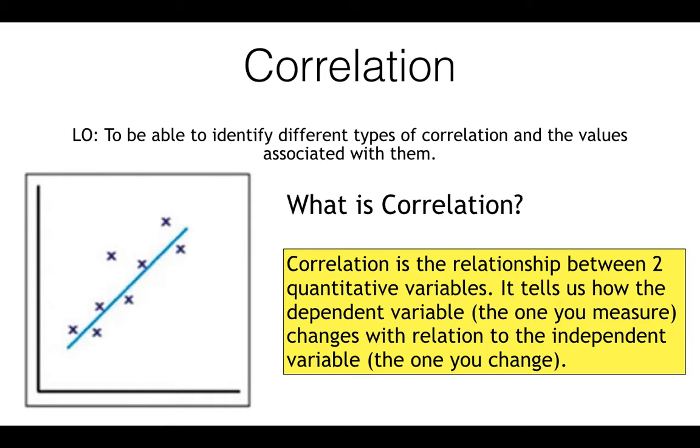And it tells us how the dependent variable, that's the one that we measure and the one that normally goes up the side here, tells us how that one is linked or changes with relation to the independent variable, which we put along the bottom. So we might see that the dependent variable increases or decreases as we increase the independent variable.